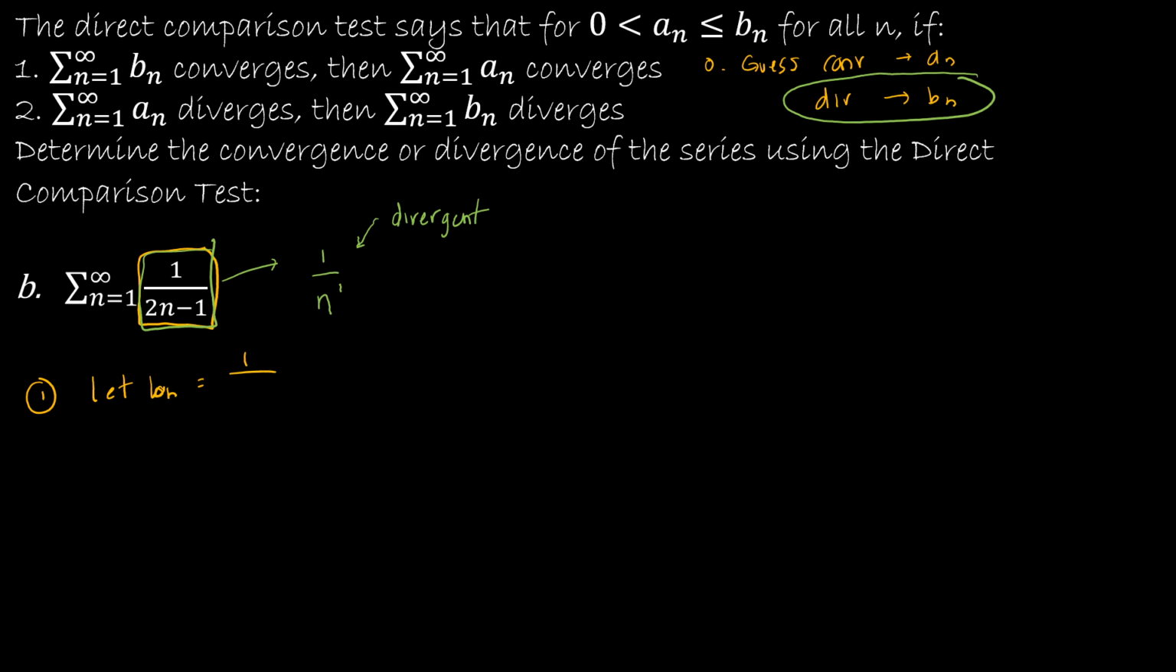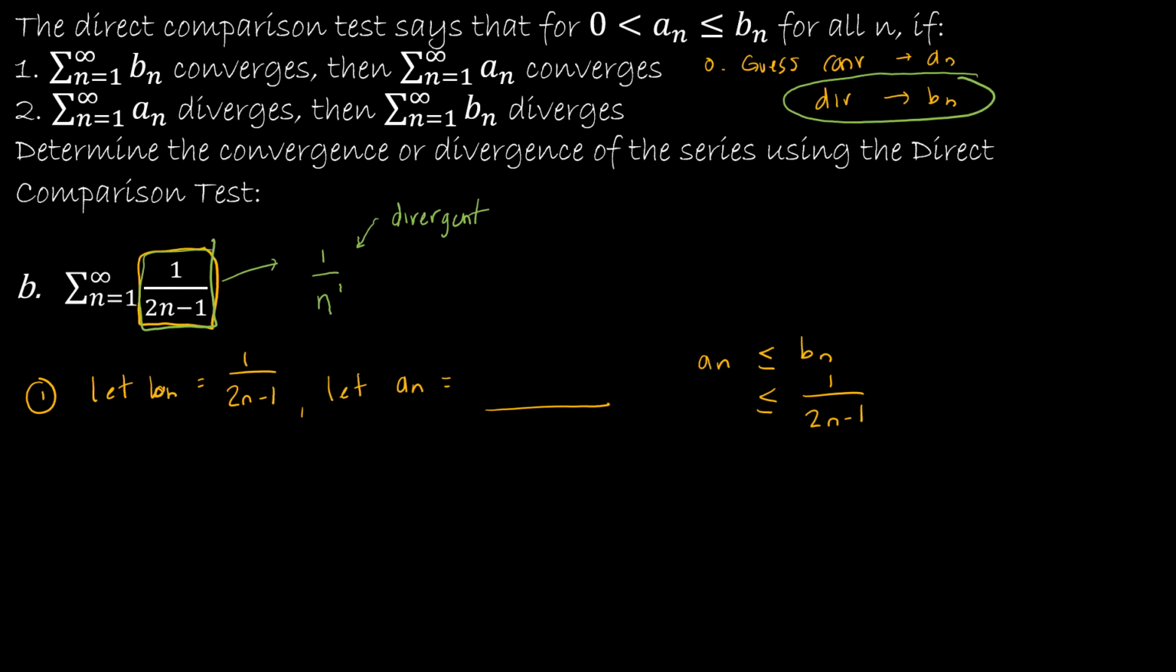So step 1 is to say, let b sub n be 1 over 2n minus 1. And then let a sub n, and here's where it gets tricky, I have to now come up with a function so that a sub n is less than or equal to b sub n. Or my new function has to be less than or equal to 1 over 2n minus 1.